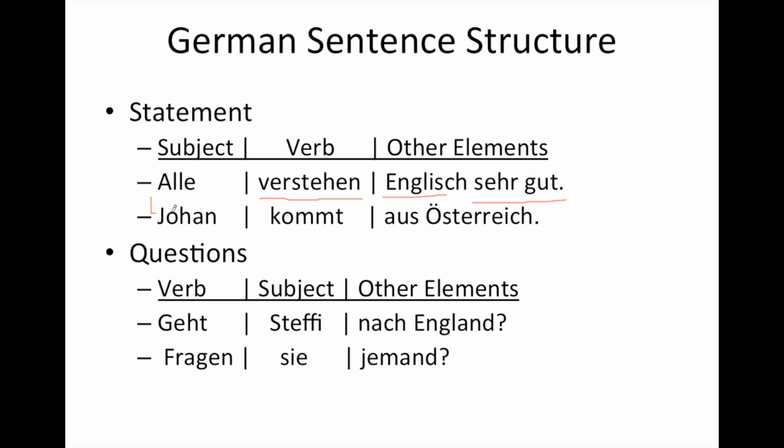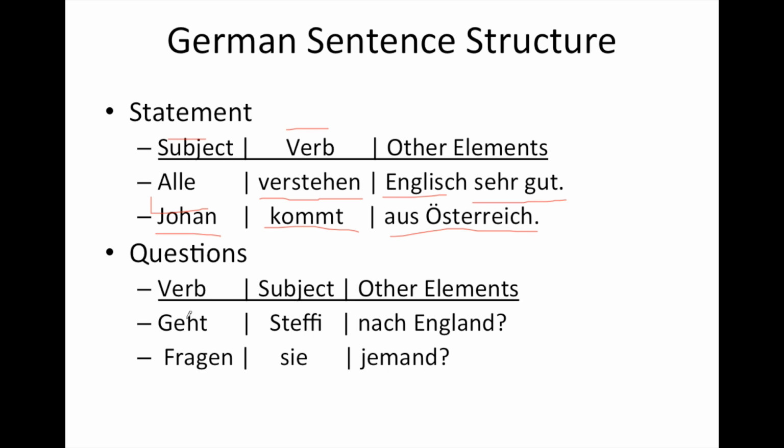So again, we start with the subject, who's doing the verb, and then the verb, what's being done, and then any other elements. Johann, in this sentence, who is the sentence about? And then the verb, what is he doing? And then we follow it up with where he comes from. Johann kommt aus Österreich. For questions, all we have to do is switch the subject and the verb.